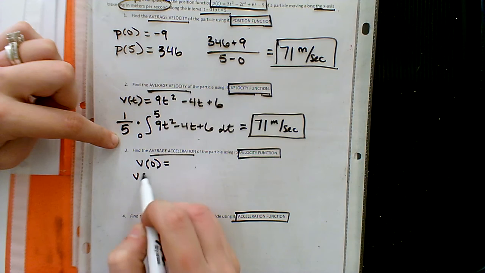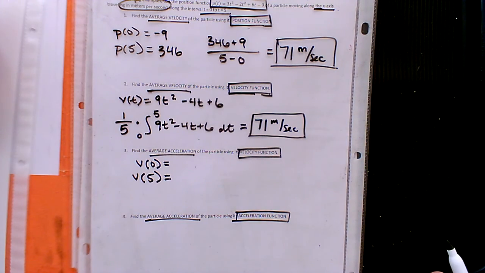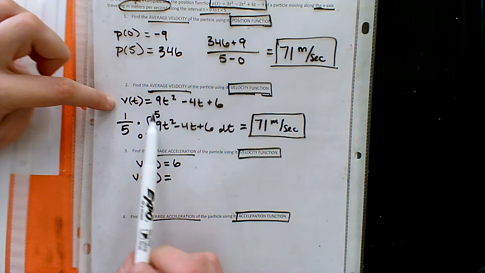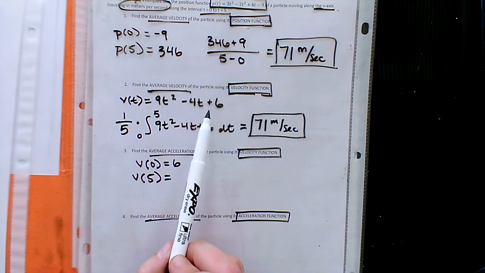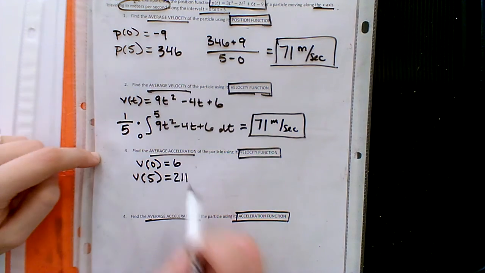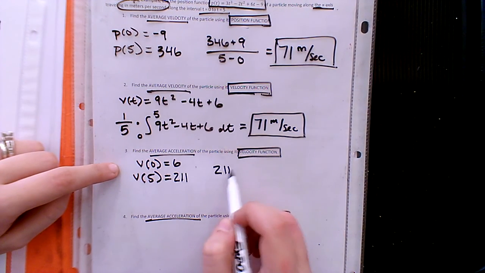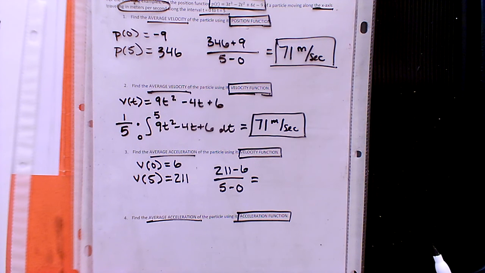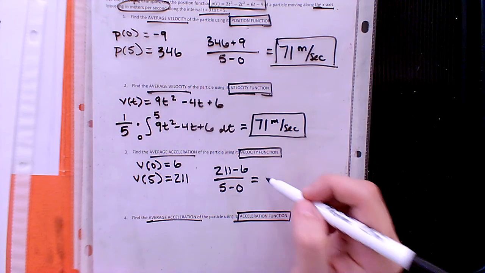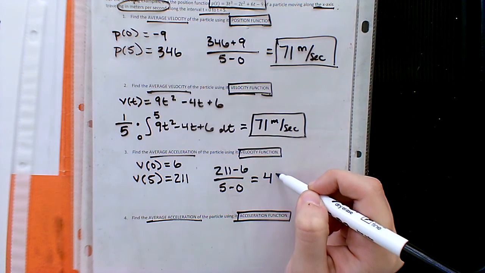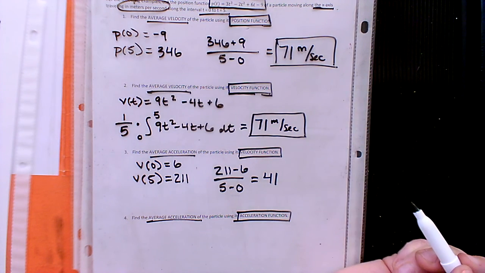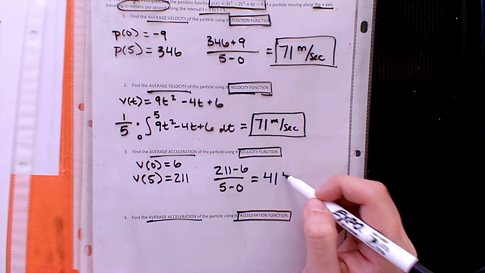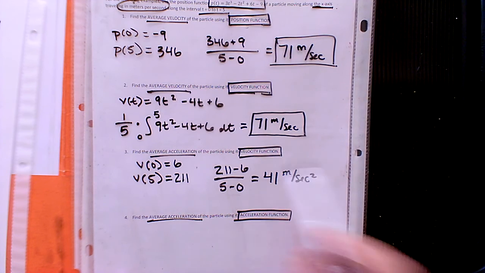Okay, velocity for 0, velocity for 5, and then we're going to slope those 2 points. So plug in 0 to velocity, we'll get 6. If we plug in 5, we get 11. All right, so then slope those. 41. Okay, units, if this is an average acceleration, meters per second squared.